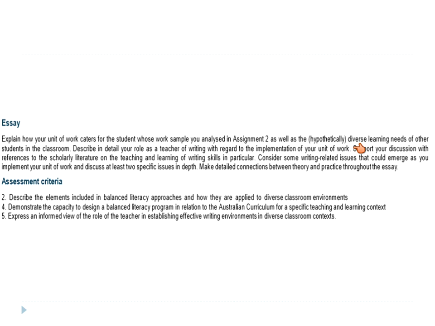Describe in detail, in your essay, your role as a teacher of writing with regard to the implementation of your unit of work. So what does the teacher do in this unit of work that you've developed? Well, often what I see are a set of instructions. The student does this, they watch this, they do this, but they don't explain what the teacher does. And this is crucial because this is about teacher pedagogy. This gives you an opportunity to really explain your pedagogical approach.